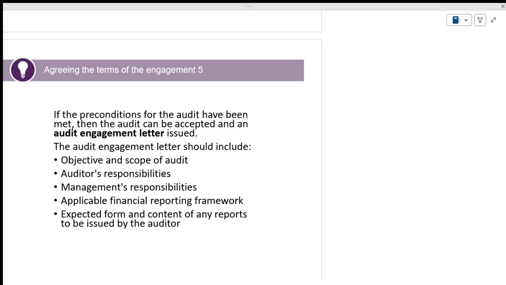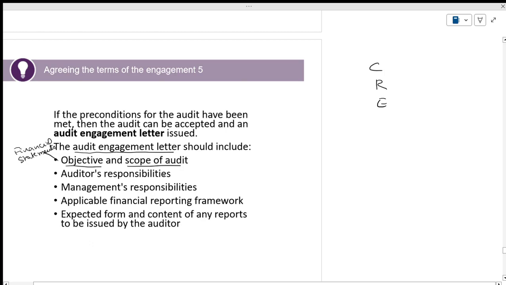Now, what will be there in the audit engagement letter? Just now we have done one of these. What is the objective? What are we doing, and what is the scope? You will have multiple objectives. One of the objectives, since I am talking about the external auditor, is that we are dealing with the financial statements. I am doing a revision here: just remember CREST. It gives you the complete picture of things.